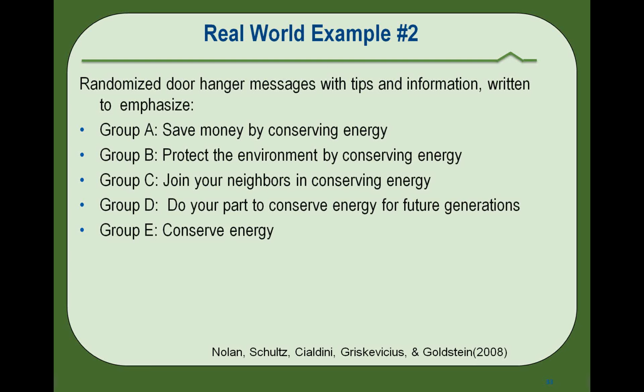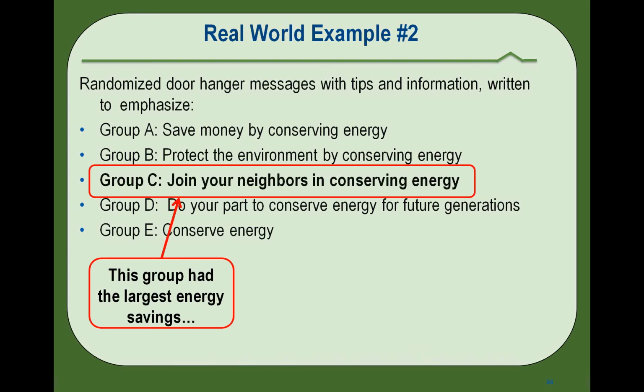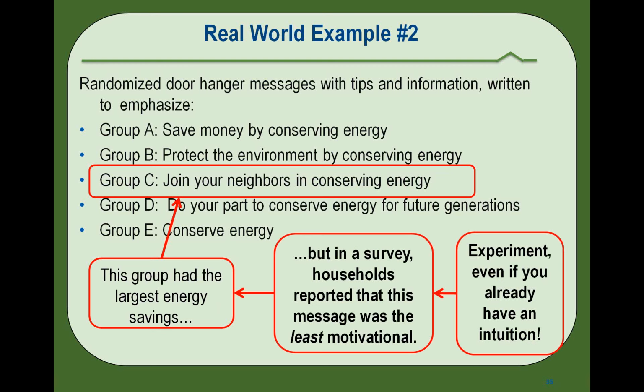It turns out that out of all of these different messages, the one that resulted in the largest energy reductions was group C, the social norms message. And the interesting part here is that when they asked the same people in a survey which message was most motivational, people said that message C was actually the least motivational. So the point here is, even if people think that they know what works the best, sometimes our intuition can be misleading, and experimentation can really help you figure out what actually works the best.